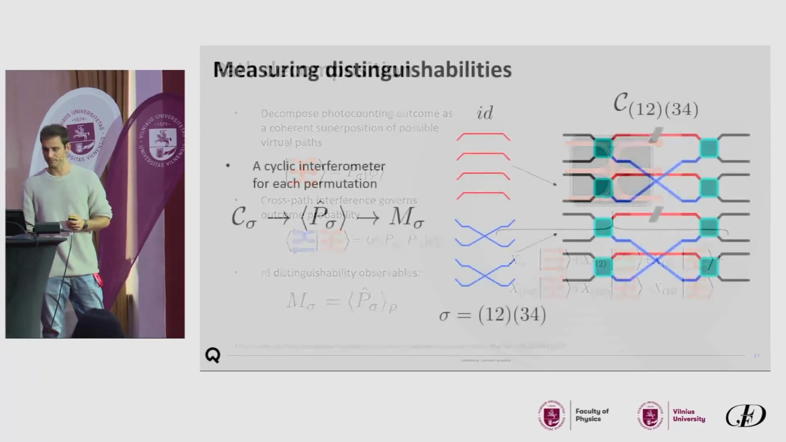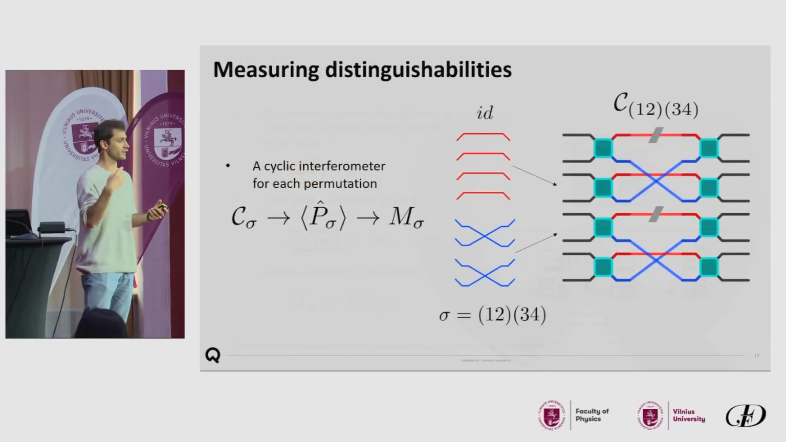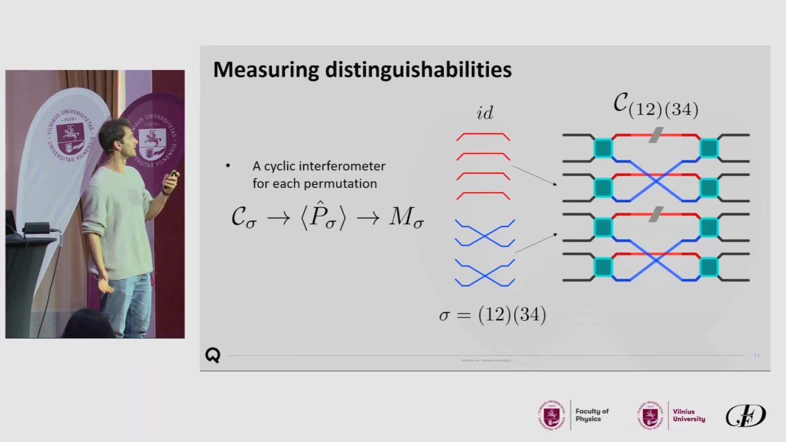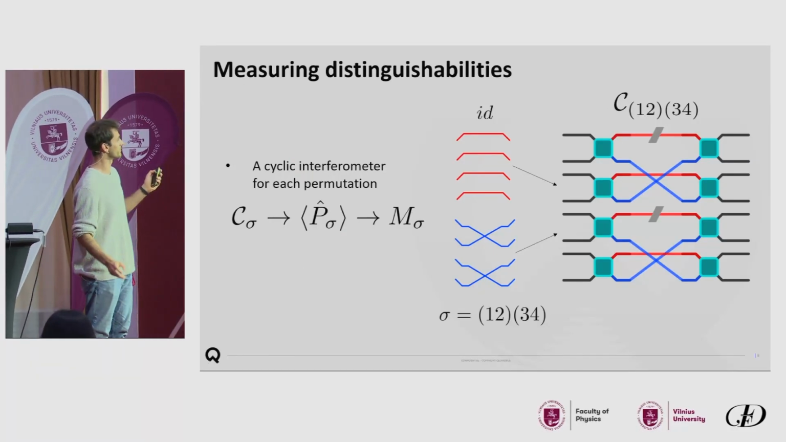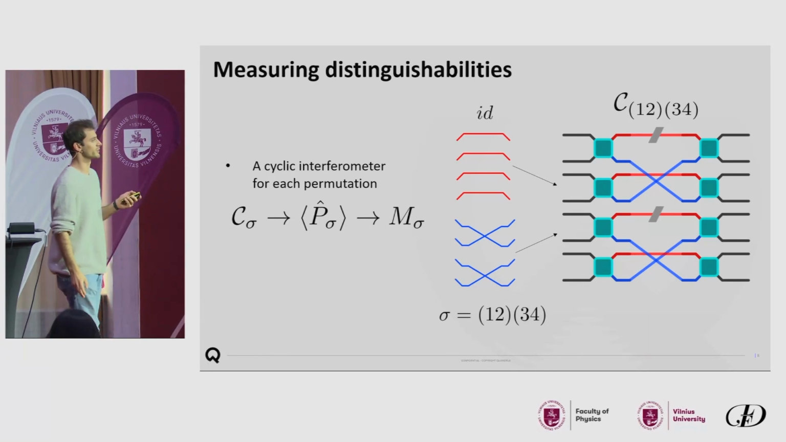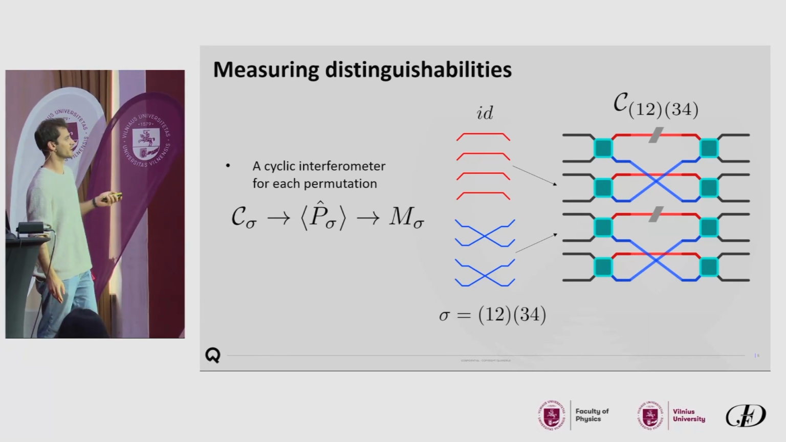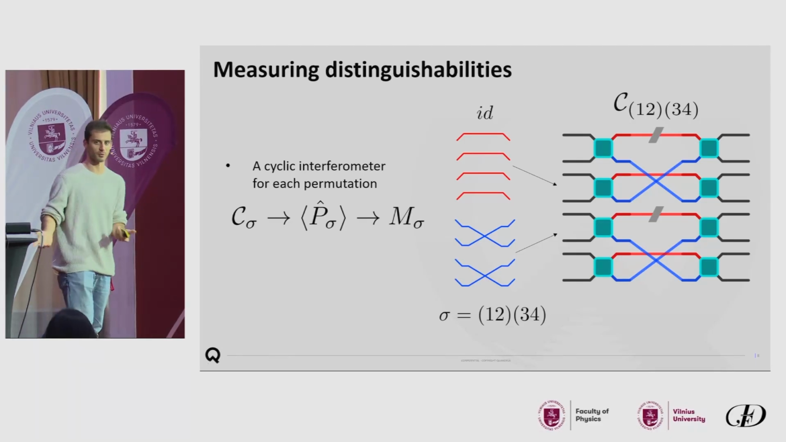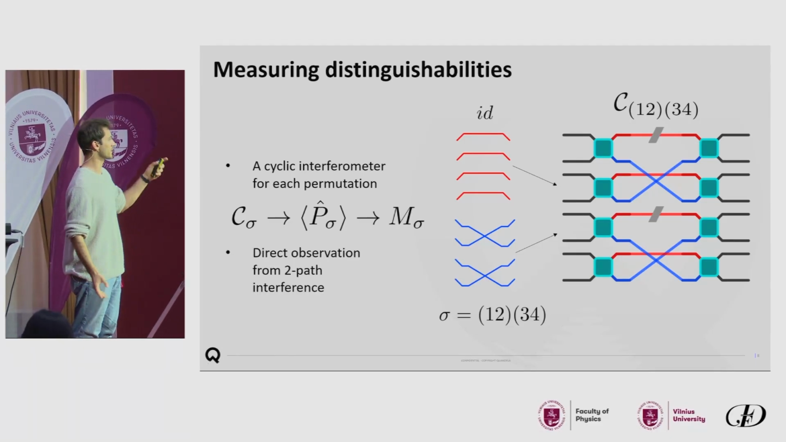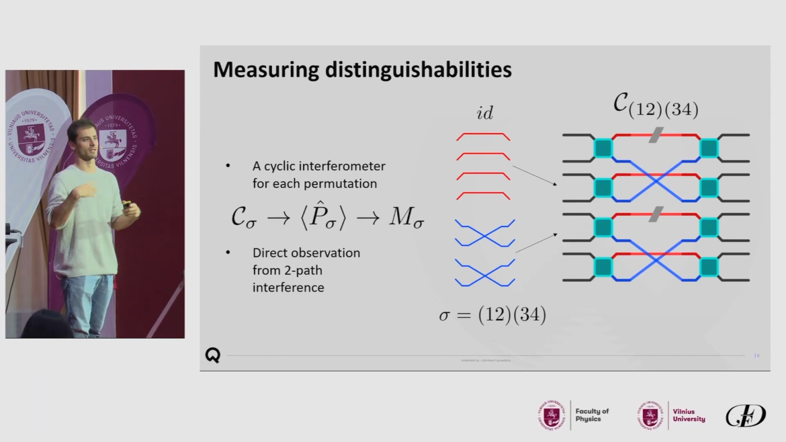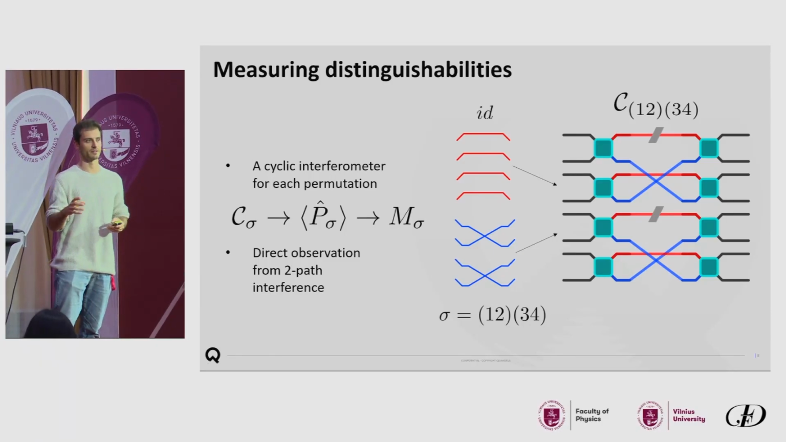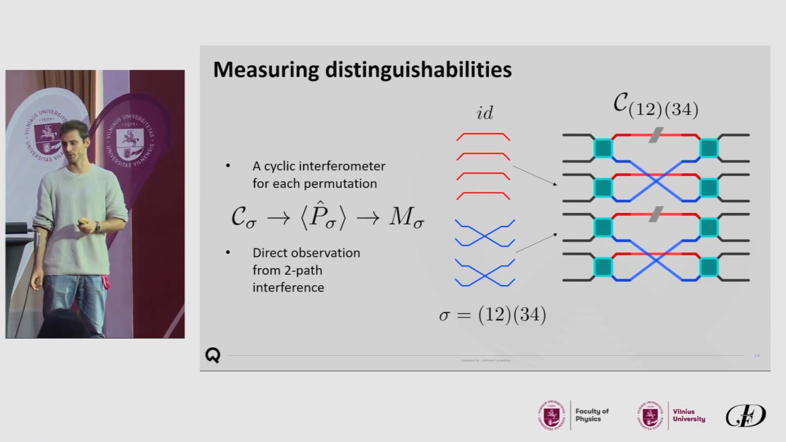They're observable, so the first natural question is, how can we measure them? It turns out we can, and without much effort. What we need to do is borrow the design of the cyclic interferometer, rewrite the permutation path so that it realizes the permutation we're interested in, and the same exact two-path interference mechanism will allow us direct access to the distinguishability coefficient that we want to measure.